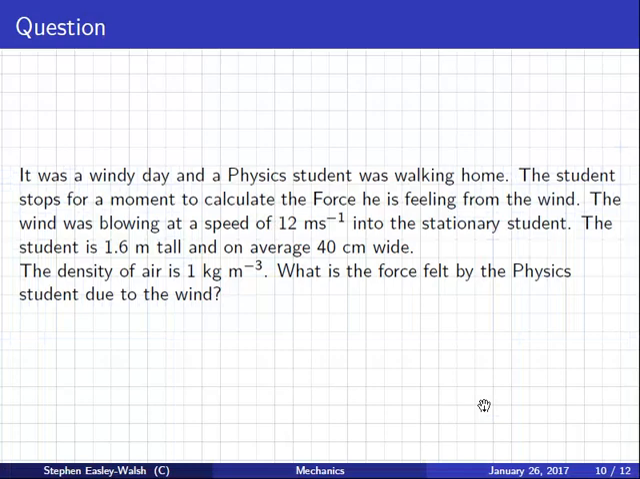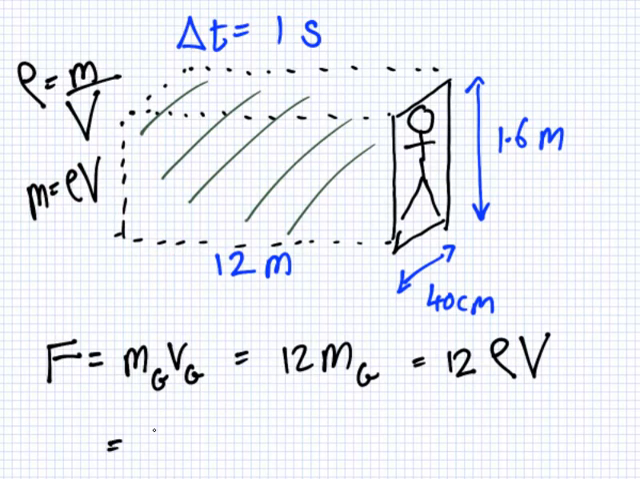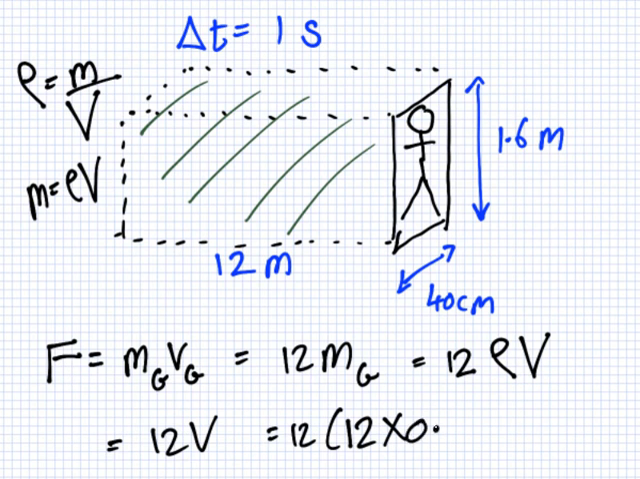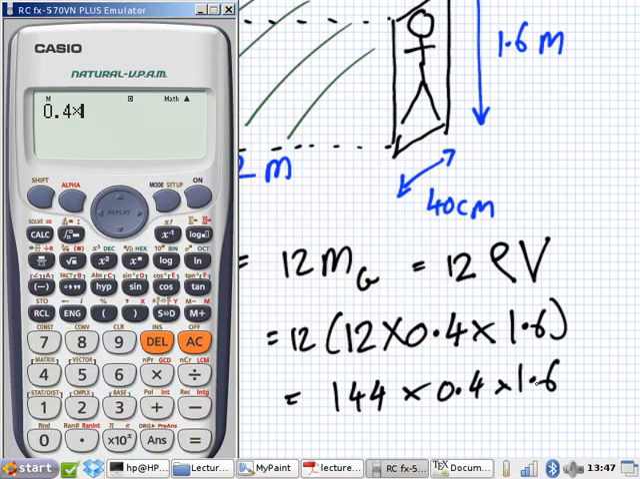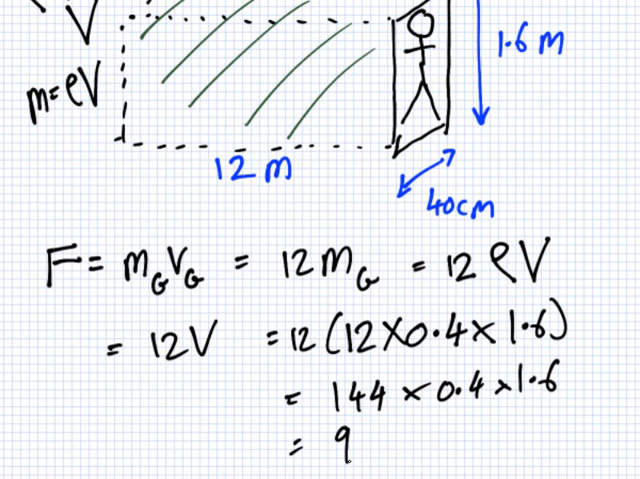Now, what did I say the density was? What's the density of air? 1. So nicely, this is just 12V. Now what's the volume here? It's 12 multiply 0.4 multiply 1.6. So that would be 144 multiply 0.4 multiply 1.6. Now I'm too tired. 0.4 multiply 1.6 multiply 144. 92.16 newtons.